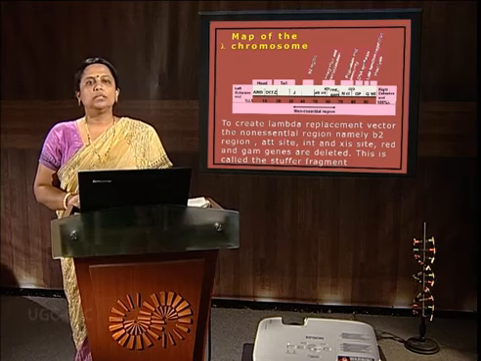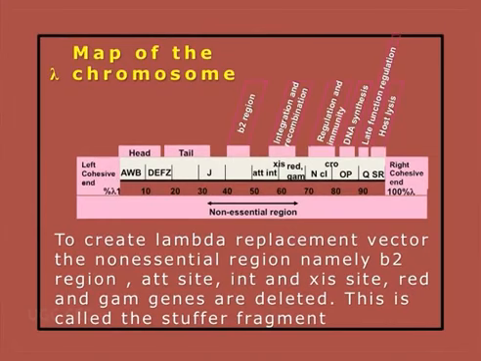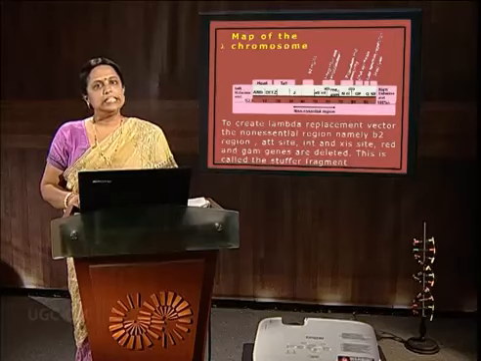Let's look into the chromosome map of lambda. Herein you can see that the non-essential region comprises the B2 region, int gene, xis gene, red and gam genes, and att site. So if I want to increase the insert size inside a lambda cloning vehicle, then instead of going for an insertion vector, I will go for a replacement vector. I will replace these non-essential regions, called the stuffer fragment, and introduce in exchange the gene of my interest by deleting the non-essential regions of lambda.